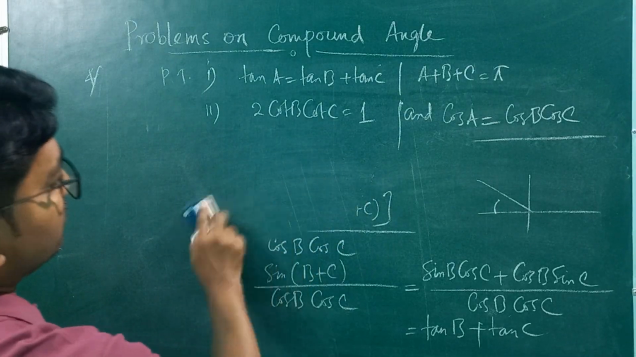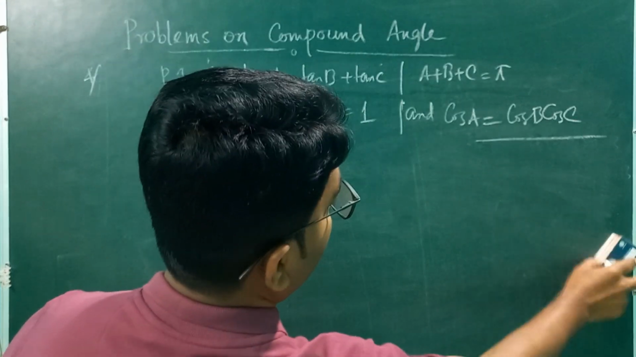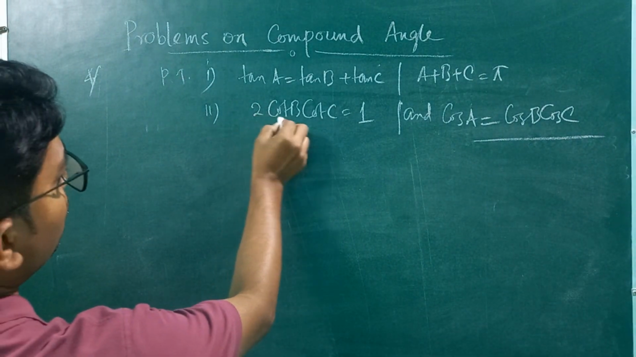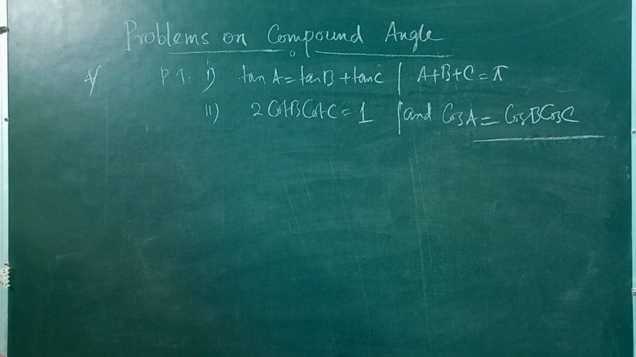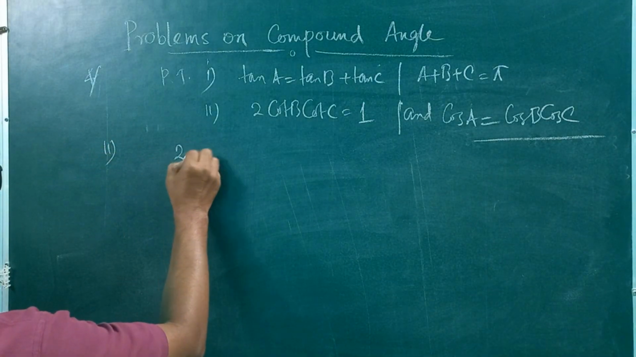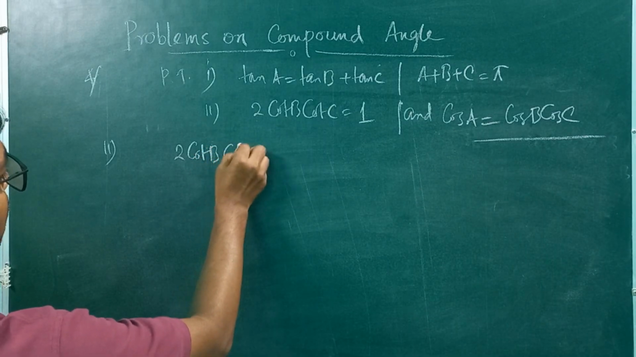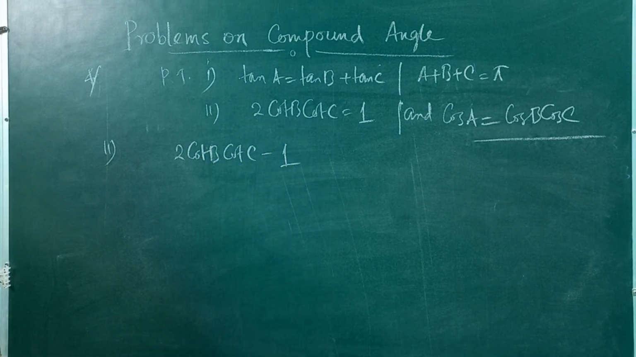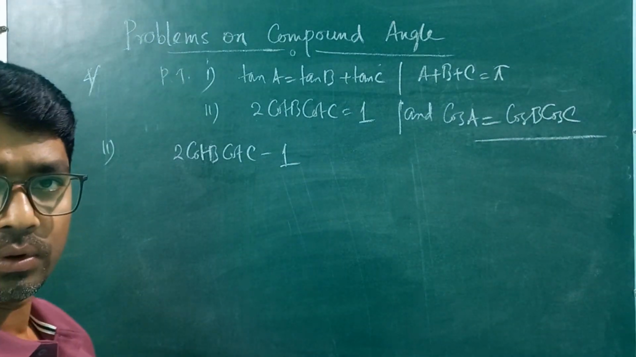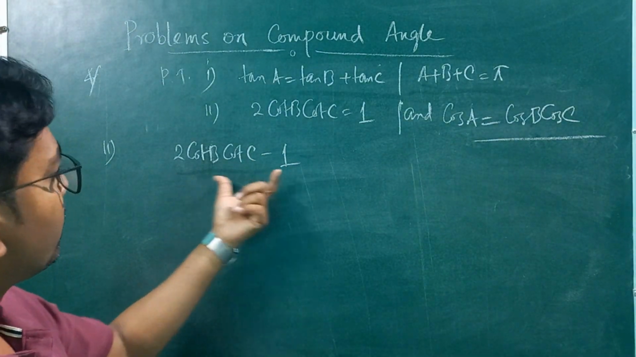Now what is the second one? The second identity, we have to prove 2 cot B cot C equals 1. Now for calculation, I start in this way: 2 cot B cot C minus 1. I will show this value equals 0. If I can prove the value of this expression is 0, then 2 cot B cot C equals 1.